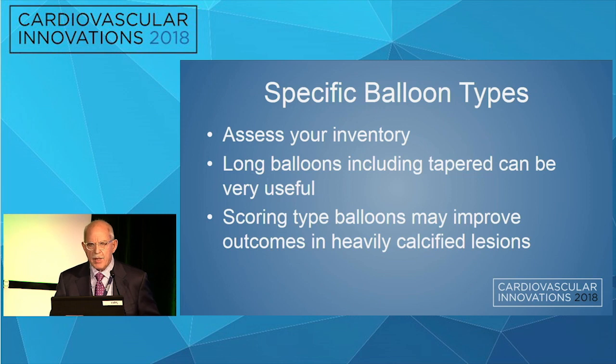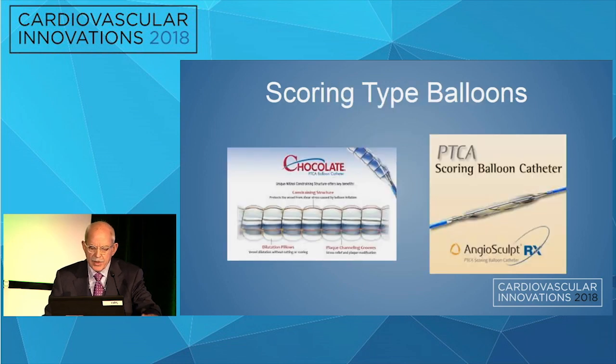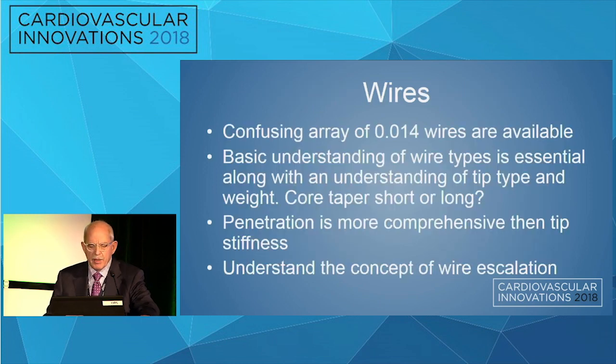Now, specific balloon types: you need to know a little bit about what your inventory has. Assess your inventory. Long balloons, including tapered, can be very useful. Scoring-type balloons may improve outcomes, particularly in heavily calcified lesions. Again, I'm not advocating any one specific type, but you need to know which balloons you have available.